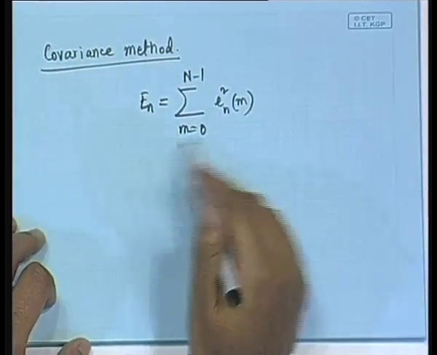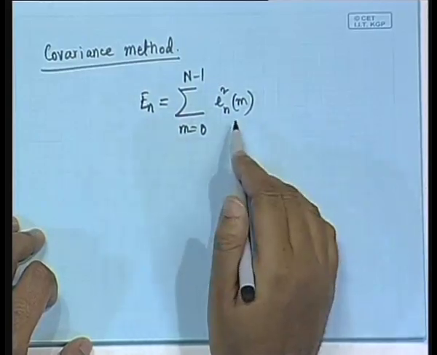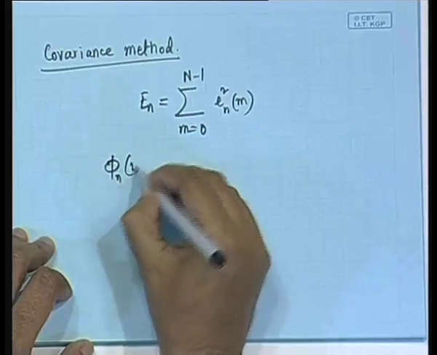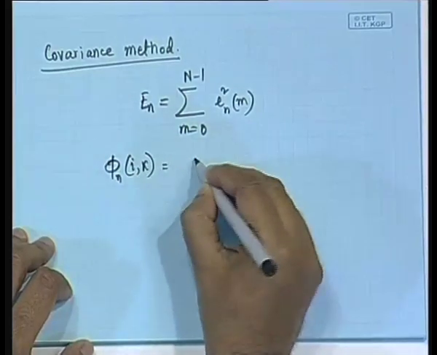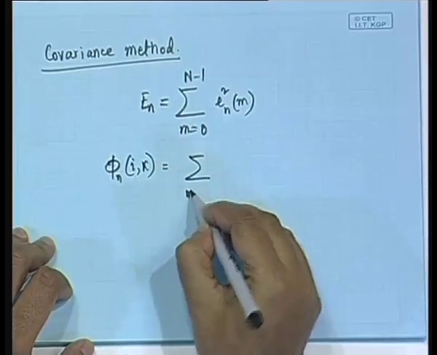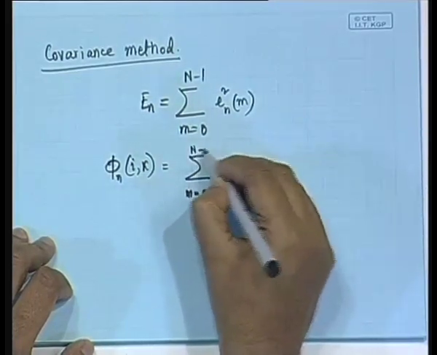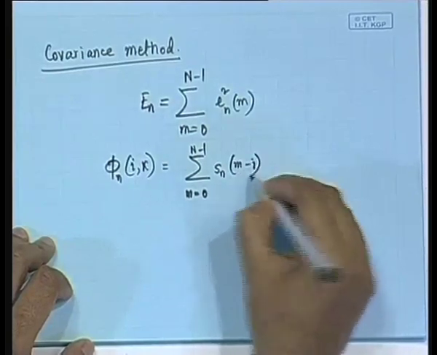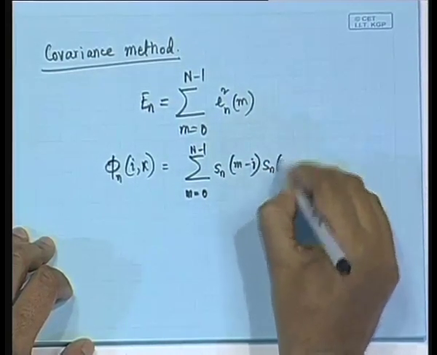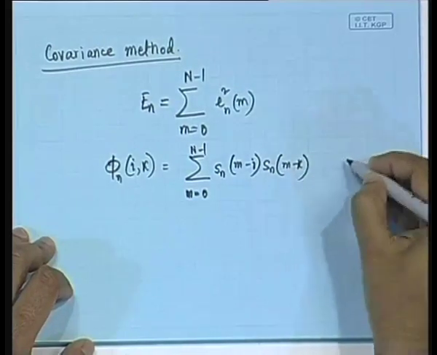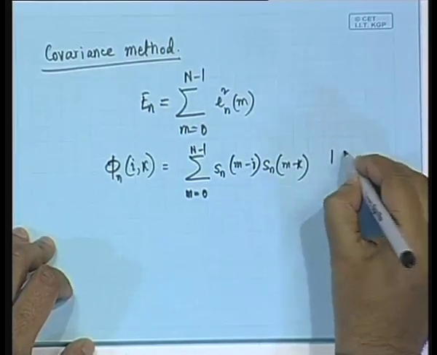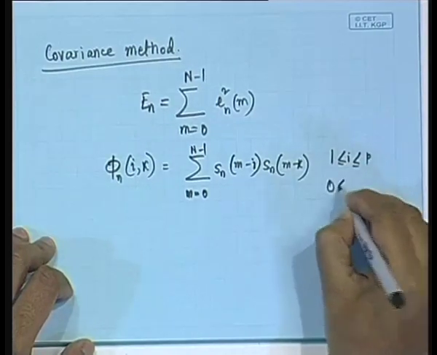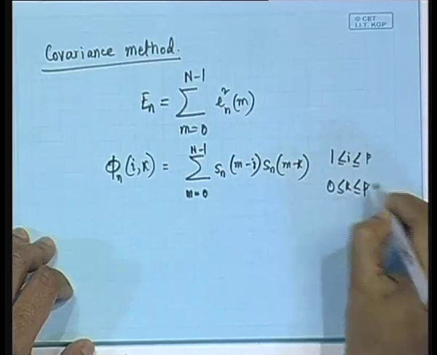Now, if we have this, then our phi n of i, k now becomes the summation m equal to 0 to n minus 1 of S n m minus i into S n m minus k, and this we have to do for i lying between 1 to p, and k lying between 0 and p.